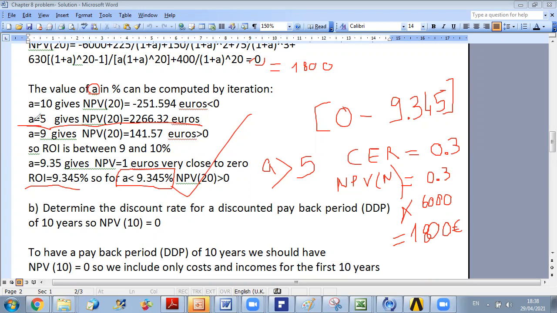So now you can do some trials between 5 and 9. It will be closer to 5 also because 1,800 is relatively closer to 2,266 than to 141. So maybe you can try 6 now, okay? And then you continue your trial until reaching an NPV close to 1,800. Clear? So let us continue with the other questions.